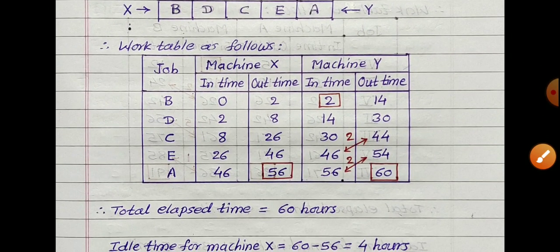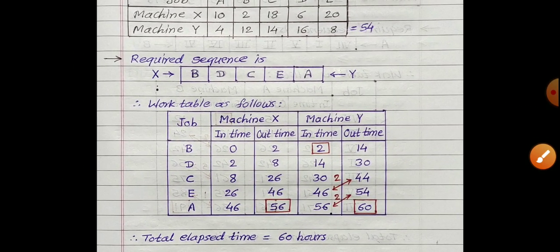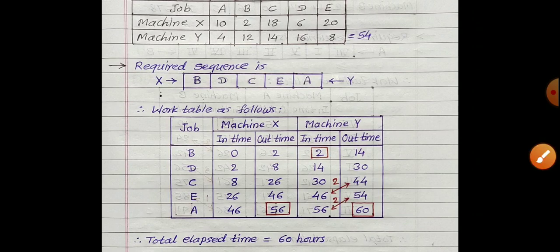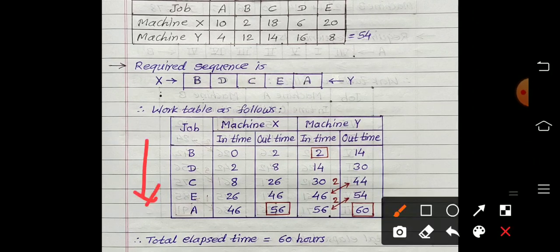Now check that. Now the work table by using the same sequence. Clear? Now always we start with machine X, machine Y, in time, out time, again in time, out time. So in time for the first machine always starts from 0. Clear? So for job B, what is the time given here? Now check, that is 2. So directly we enter here 2. For 2 hours, job B is processed on machine X.